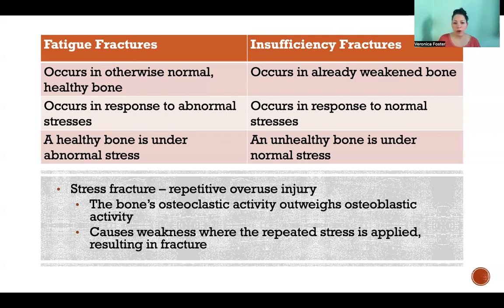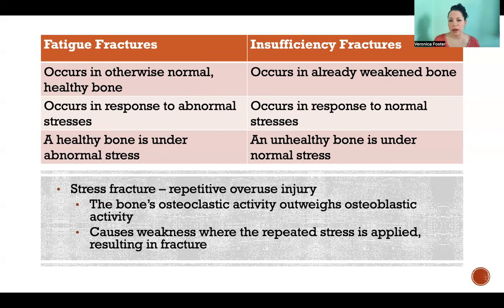Okay, so a fatigue fracture is where we have abnormal stresses. So too much stress or too much force, too much overuse on a normal, healthy bone that then results in a stress fracture. An insufficiency fracture is where the bone is already weakened. Maybe it has osteoporosis or some other deficiency or disorder. And so when it's exposed to normal stresses that a normal healthy bone should be able to endure, those normal forces can cause a stress fracture in an already weakened bone. And in that case, it'd be an insufficiency fracture.